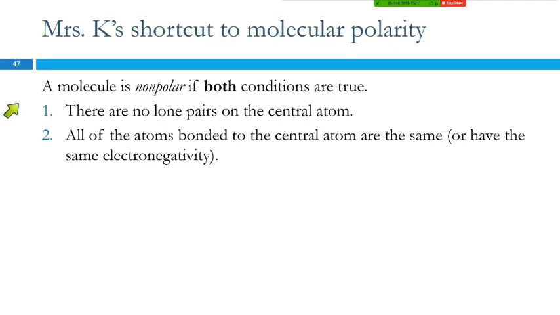So a molecule is nonpolar if both of these things are true. There's no lone pairs on the central atom, and all the atoms bonded to the central atom are either the same or they have the same electronegativity. Most of the time, it's just going to be, are they the same or not?